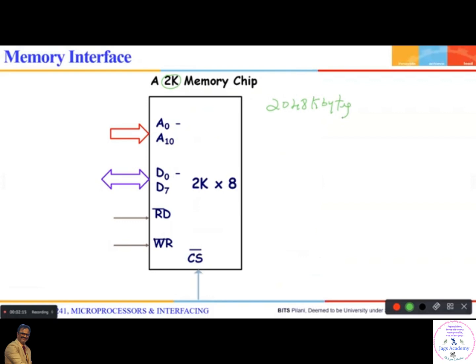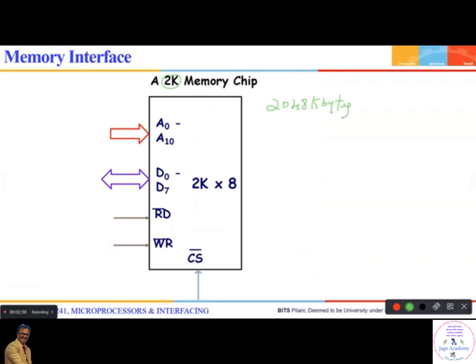Now, to address 2048 locations, how many address lines are required? I have told this many times. To address 2048 locations, what is the number of bits required? Come on, I have already told you, I want the answer from you. To address 2048 locations, 2K memory, how many address lines are required? 2 to the power of 11, right?